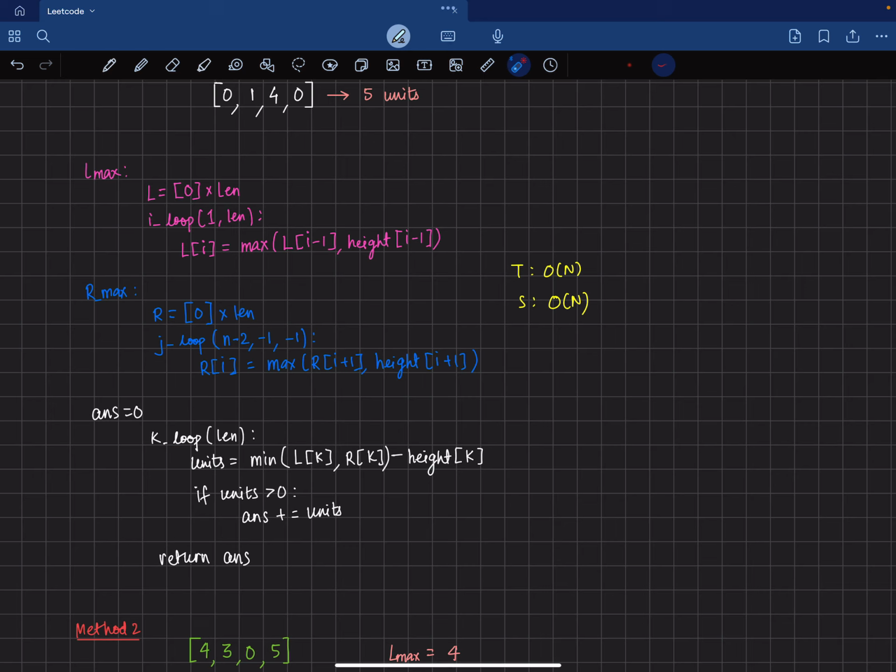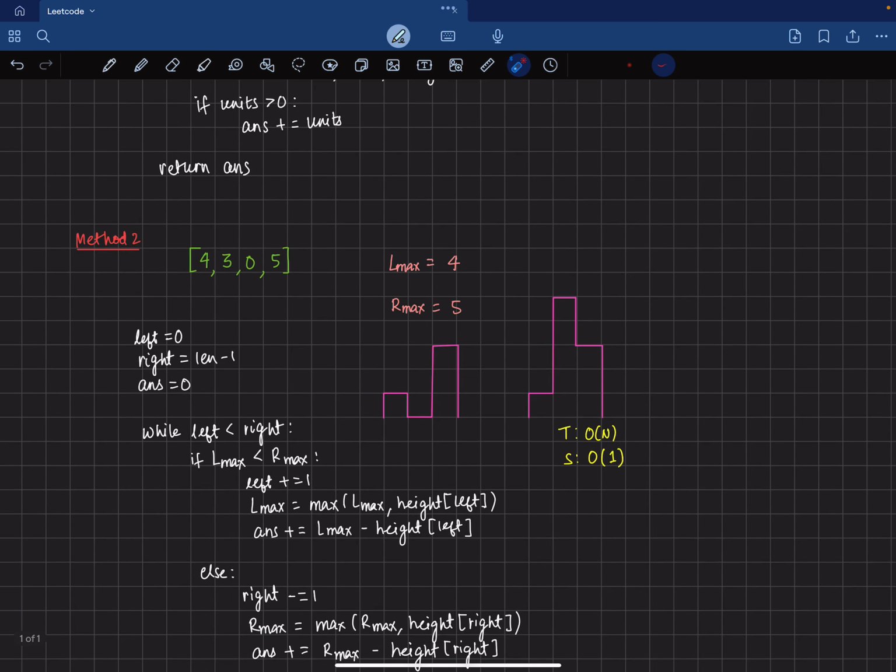Method 2 of the solution works exactly like this, apart from the fact that in that case, we will optimize the space from order of n to order of constant. Let me scroll down, and this is how method 2 will work. In method 2, we will have 2 different pointers pointing at both ends, namely left pointer and right pointer, left at 0, right at the right end. We will also have 2 different variables, left max and right max.